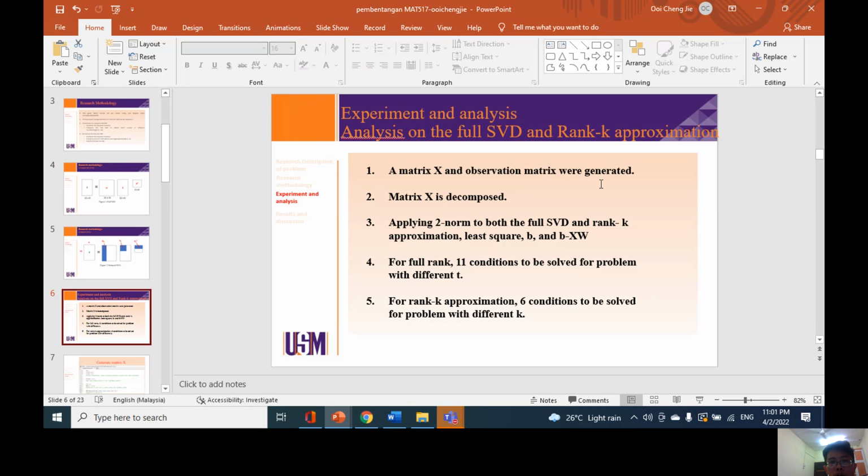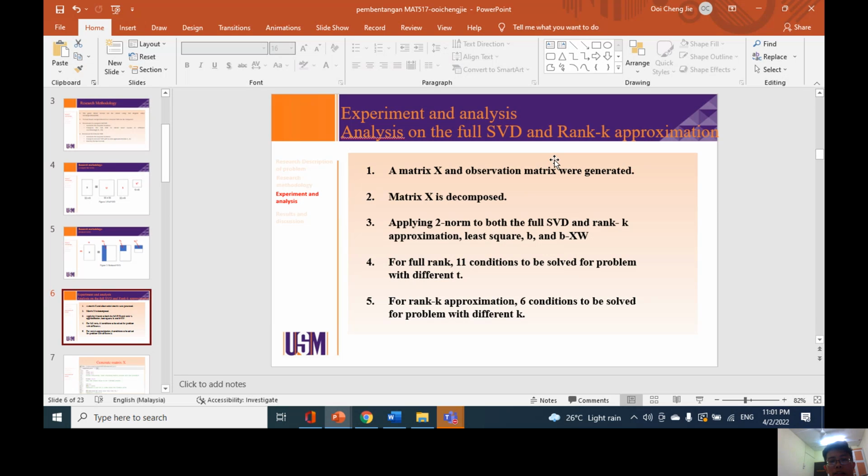In this slide, I'm going to talk about the experiment and analysis. I'm going to start with the analysis on the full SVD and rank K approximation. Basically, we are going to generate the matrix S and observation matrix using MATLAB. Then followed by the decomposition of the matrix S. Decompose it into the full SVD or reduced SVD.